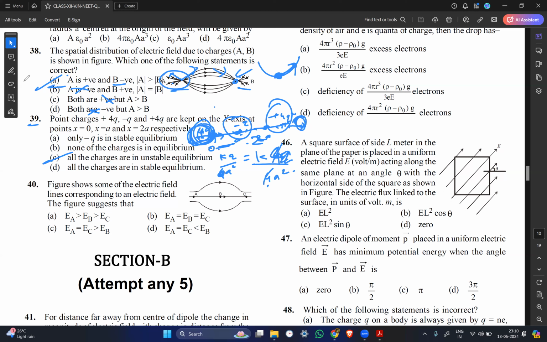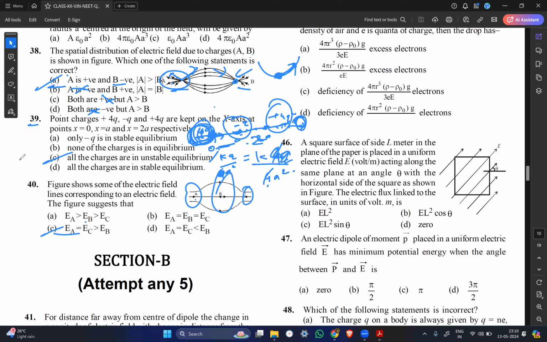Then 40th, figure, electric field. Here electric field will be less. Here also, sorry, more. Sorry, more, and here also more, and equal. Here it will be less. Option C.